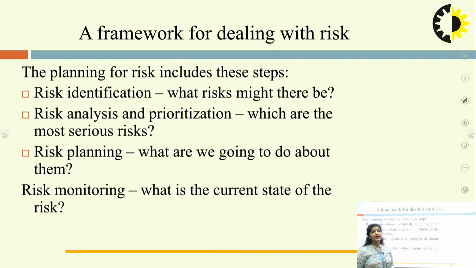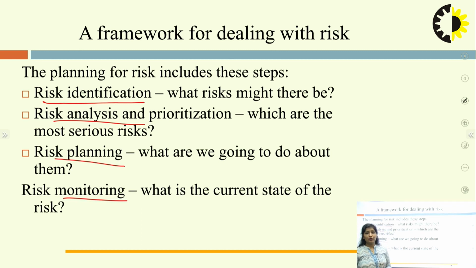Now, what is the framework for dealing with the risk? To deal with the risk, we have four steps: risk identification, analysis, planning and monitoring. We have discussed these four earlier as well. Now we will discuss them in detail. First one is risk identification. Risk identification means what all risks can be there in the system, from A to Z. I will note down all the risks that can occur in the system.